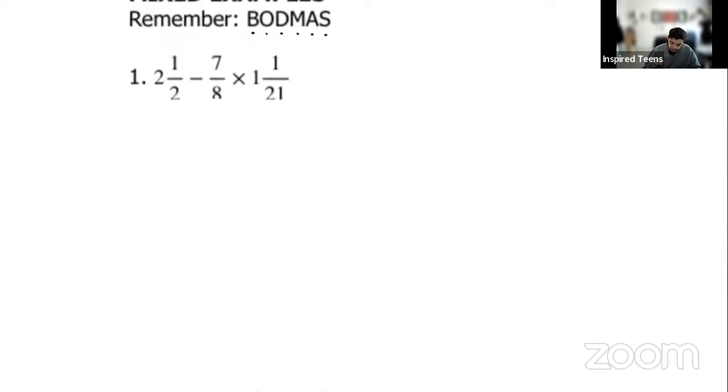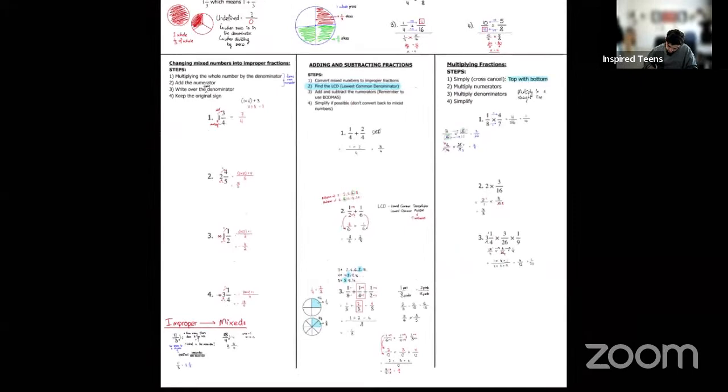Firstly, before we do anything, we need to remember BODMAS. In this case, I have a subtraction and a multiplication, of which I have to do the multiplication first. Now in order for me to do this multiplication, let's convert everything to an improper fraction. Let's revise how we did that quickly.